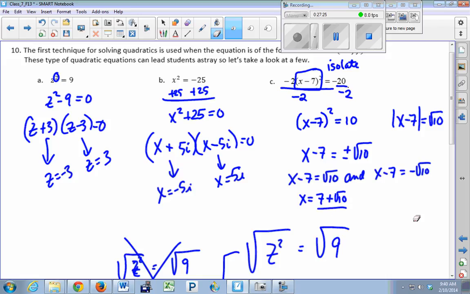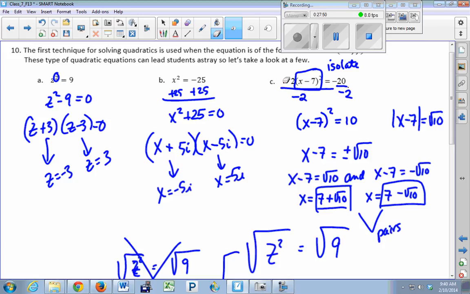There's one complex number. It can't be simplified. And guess what its partner is going to look like? Almost exactly the same, but it will be minus square root of 10. Okay? These always come in pairs. If you get one answer, you always will get the second, and they look almost identical, except one is addition and one is subtraction.